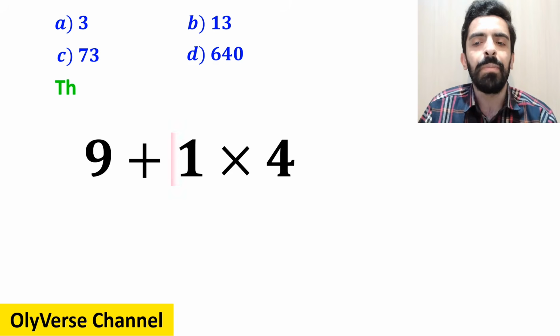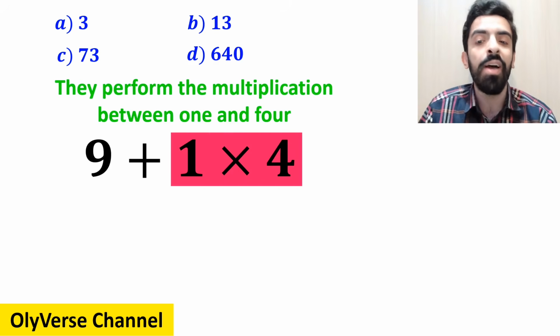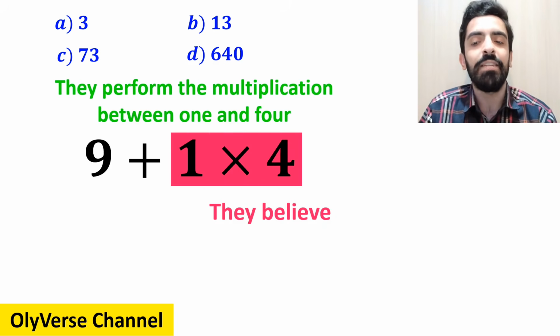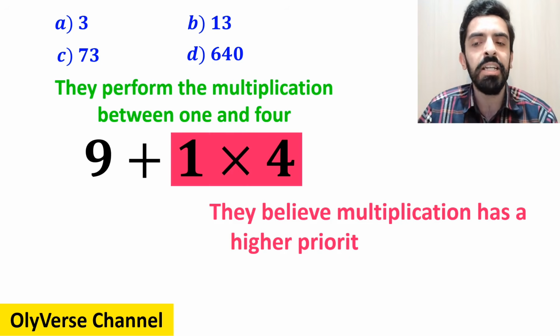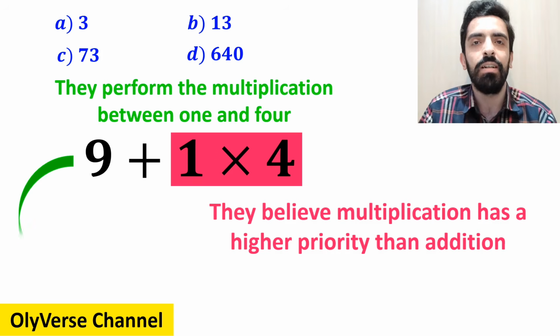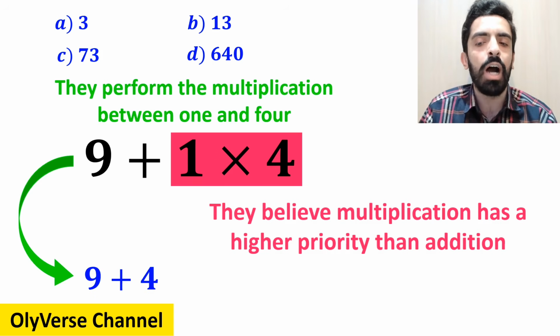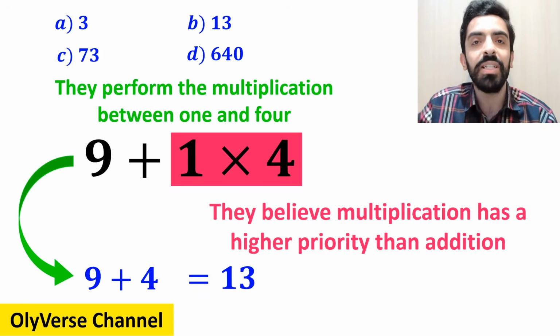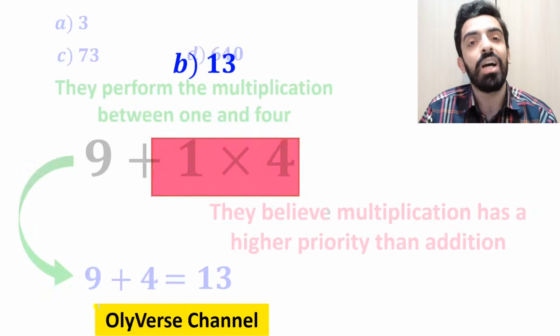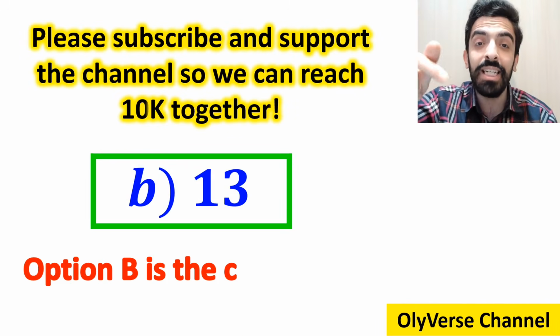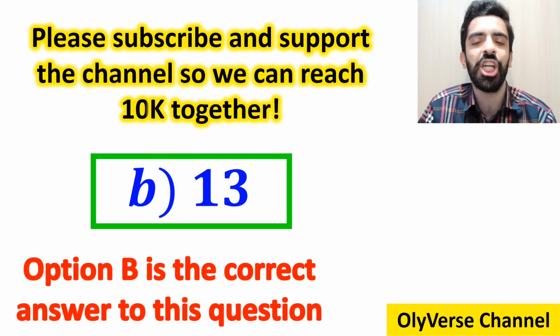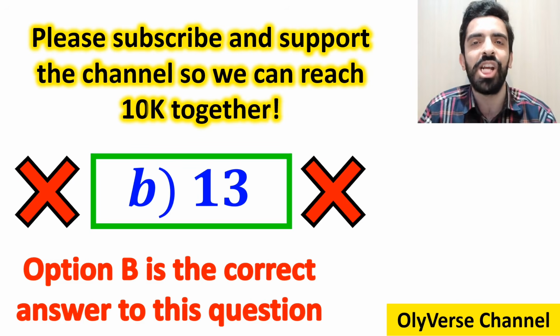In the final step, they perform the multiplication between 1 and 4 because they believe multiplication has a higher priority than addition. And this expression simplified to 9 plus 4, which ultimately gives them the answer 13. And immediately, they conclude that option B is the correct answer to this question. However, it's not the correct answer to this question.